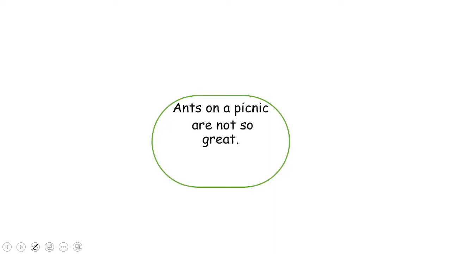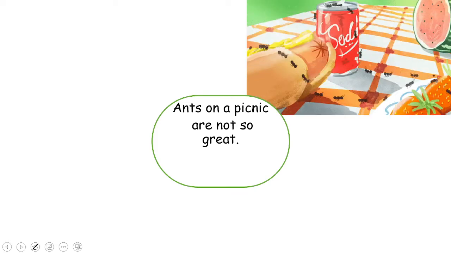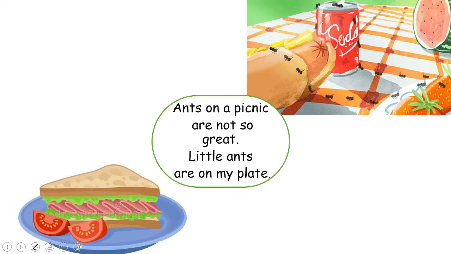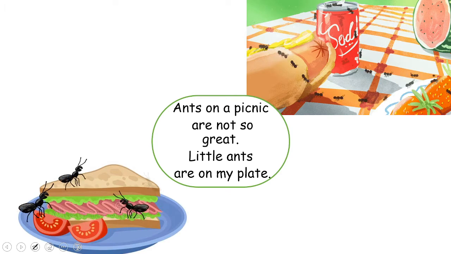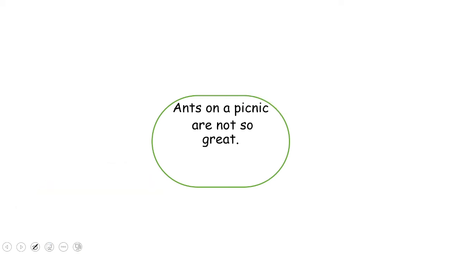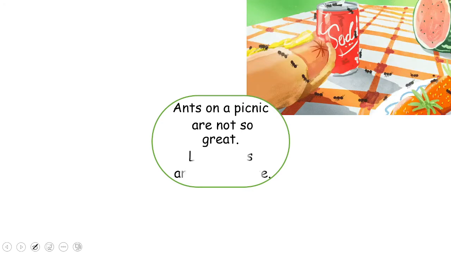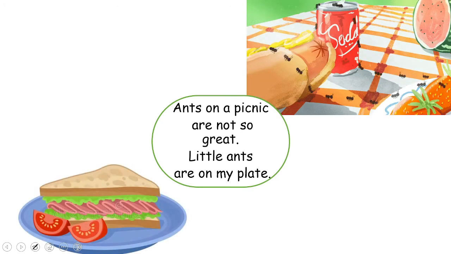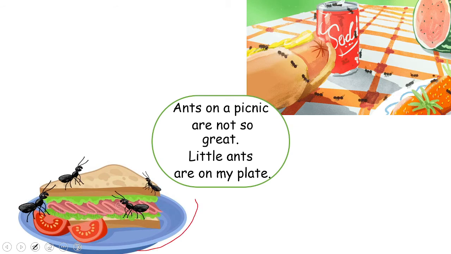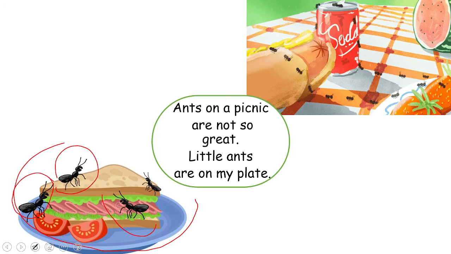So first of all, here it is. Ants on a picnic are not so great. Little ants are on my plate. Here are the ants. Let's do it one more time. Ants on a picnic are not so great. Little ants are on my plate. And here are the ants. Can you spot ants here on the plate? Yes. And these are the ants.